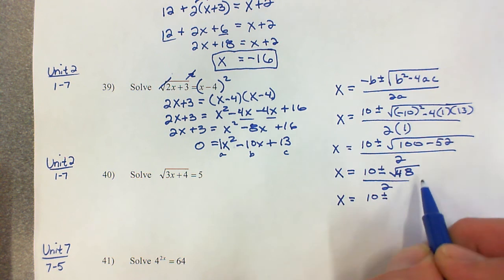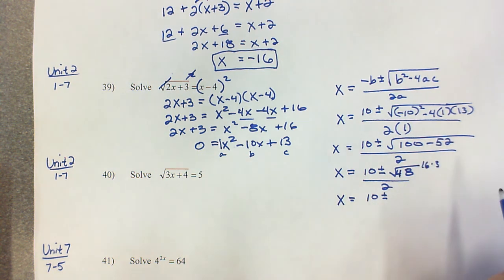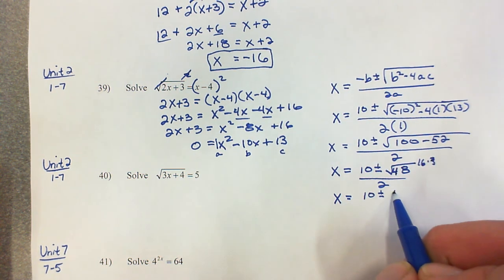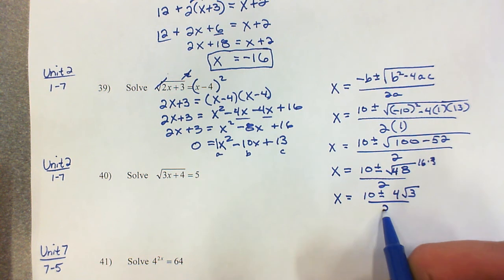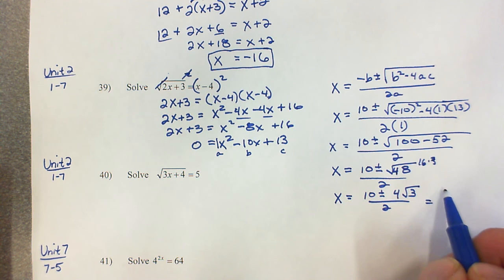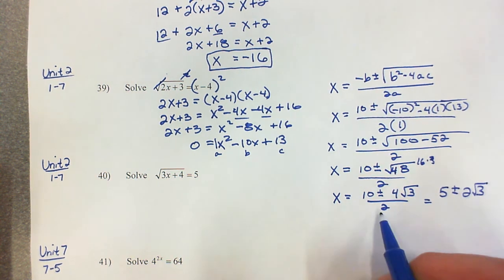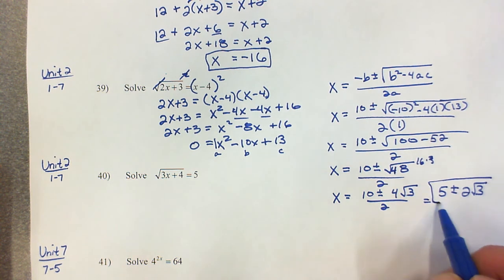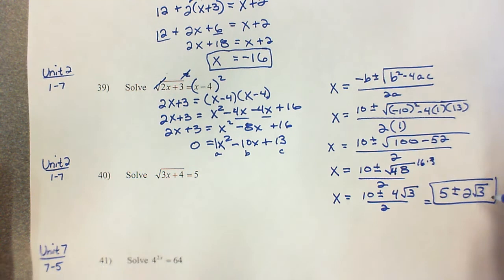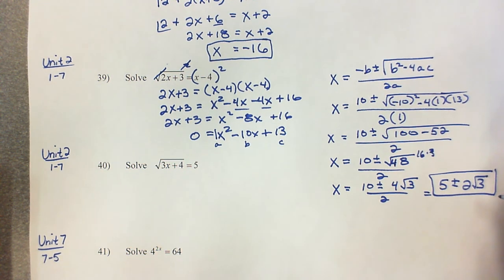So x equals 10 plus or minus, perfect square in 48 is 16. This is 16 times 3. So square root of 16 is 4. Square root of 3 over 2. And now 10, 4, and 2 all have a common factor of 2. So this is going to be 5 plus or minus 2 square root of 3. And then 2 goes into 1, so we don't have any denominator. So here is your answer for x.